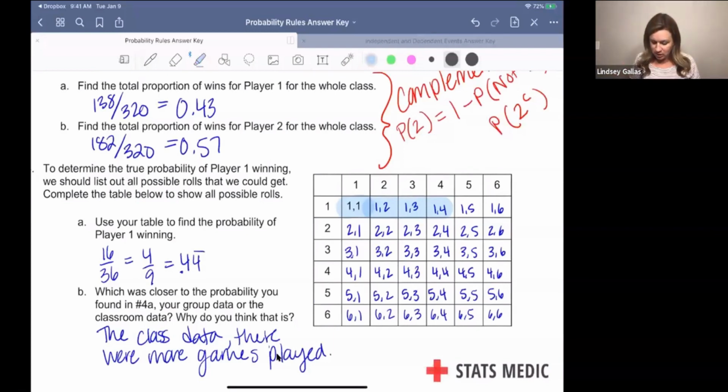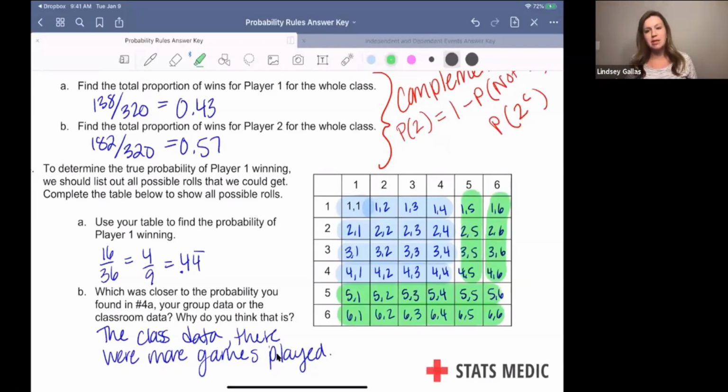So what I notice here on my table is that on these ones, player 1 would win, player 1 would win, player 1 would win. On all the others that are showing, player 2 would win. So I'm going to switch colors on that one. So all of these are when player 2 wins.